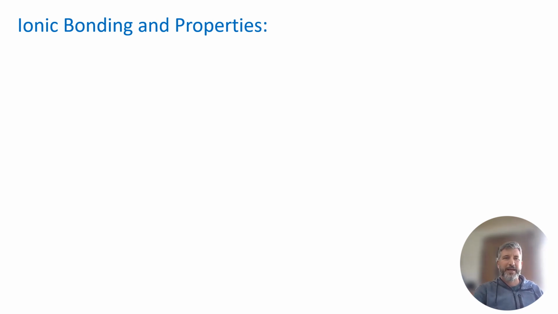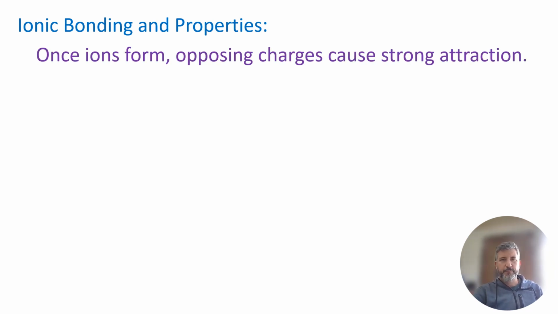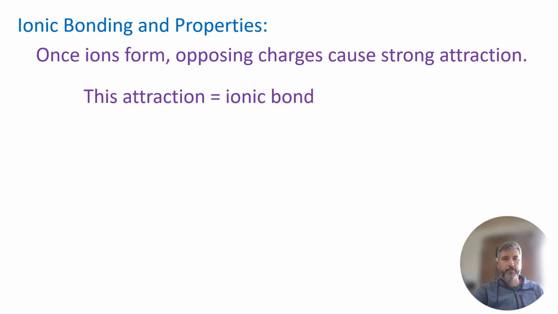We're going to talk about ionic bonding and what properties result from ionic bonds. And so the first thing that we have to look at is what an ionic bond is. Once you have a positive and negative ion that have formed, those opposite charges, of course, are going to attract. And that attraction between the cation, which is positive, and the anion, which is negative, is what we actually mean when we talk about an ionic bond.